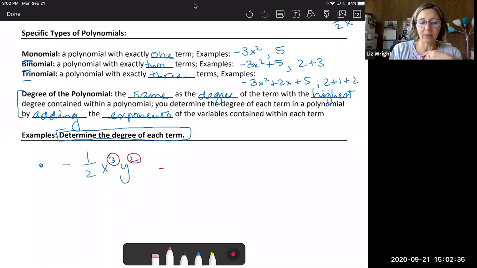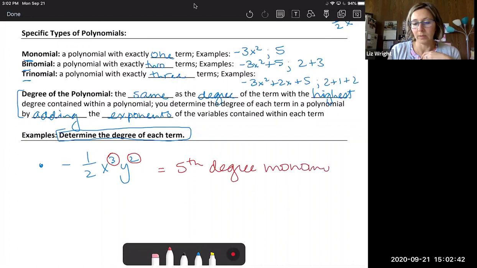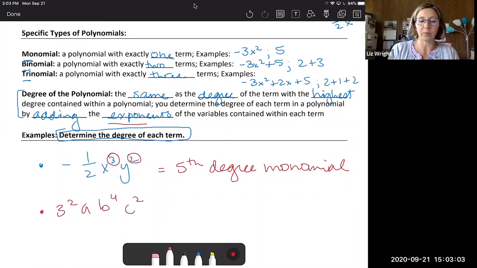And so this particular monomial is a 5th degree monomial because it's a single term and the degree of this one term is 5th degree. So if I gave you another example of 3 squared a b to the 4th c squared, and again, if you look back in your definition, you're only looking at the exponents on the variables. I don't care about the numbers for this to find the degree. We're just looking at the degree or the exponents on our variables.